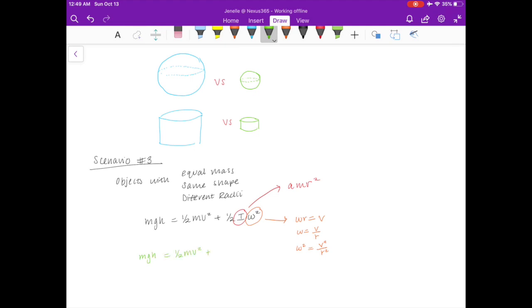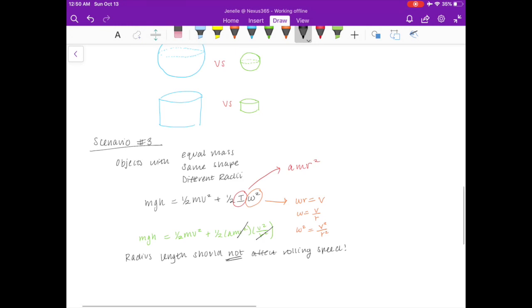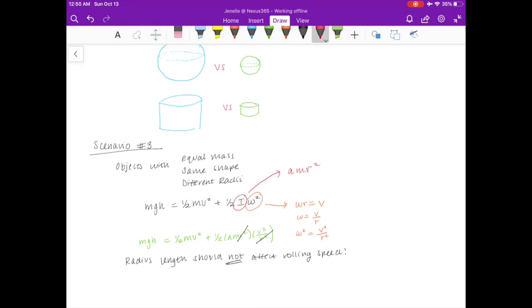Let's rewrite our equation and plug in the moment of inertia and plug in the angular velocity squared. And so what do we see? We see that we can actually cancel the r squared in our equation. So what does this mean? Well, this means that the radius should actually not impact the overall rolling speed. And so ideally, objects with equal mass, same shape, but different radii should reach the bottom of the incline at the same time. And as shown from scenario 2, we can also cancel out the masses.